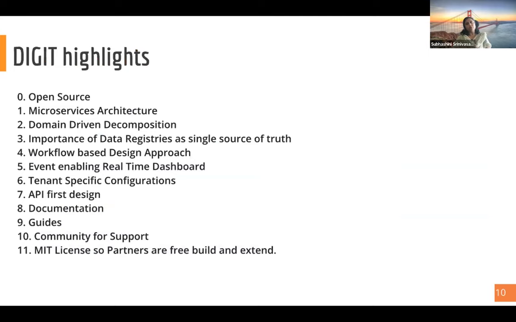So I just want to touch on some of the feature and functionality highlights of Digit. Number one, I told you that platforms come in varying flavors. Some are closed, some are open, but they're not open source. So we are an open source platform. All our code is available on GitHub, and anybody can have a look at it. And we welcome contributions. We are based on a microservices architecture. We've got domain-driven decomposition. Number three, we've got a lot of data registries as a single source of truth, and we advocate the usage of registries as a single source of truth. This is something we'll discuss in some of the upcoming slides.